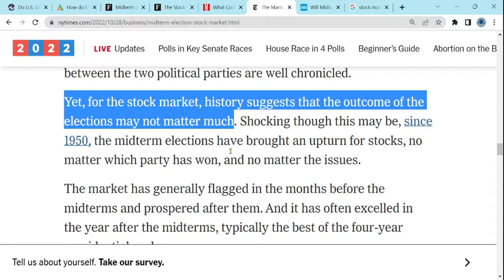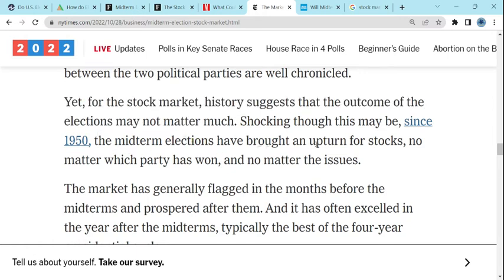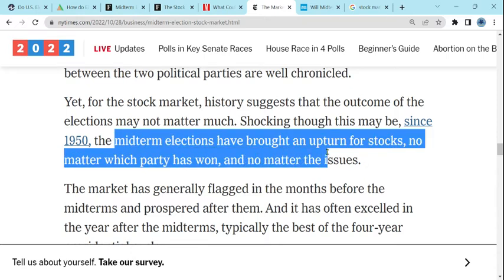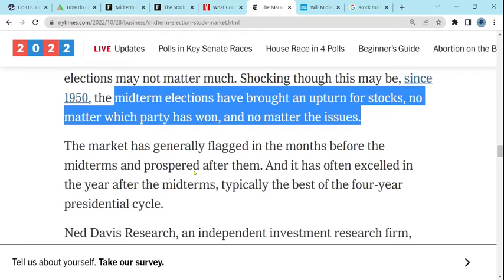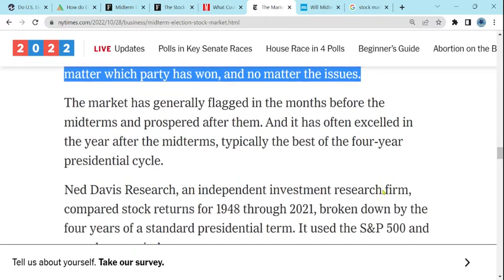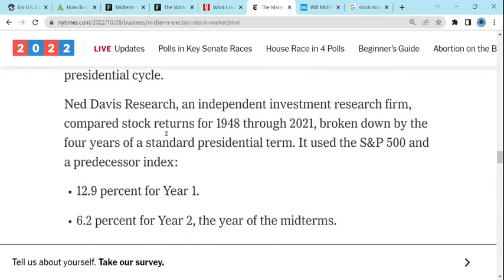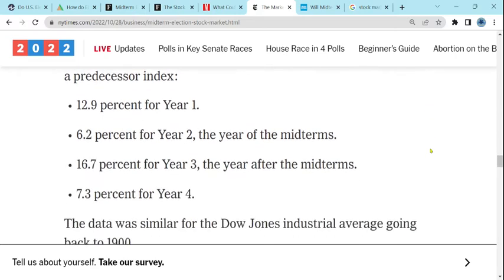Shocking though this may be, since 1950, the midterm elections have brought an upturn for stocks no matter which party has won and no matter the issue. So again, midterm elections have brought an upturn in the year following the midterms, no matter which party wins, no matter what the issues are. The market's been flagging, but often excelled in the year after the midterms, typically the best of the 4-year presidential cycles. So here's an independent investment research firm that compared stock returns from 1948 through 2021, broken down by the 4 years of a standard presidential term using the S&P 500 and a predecessor index.